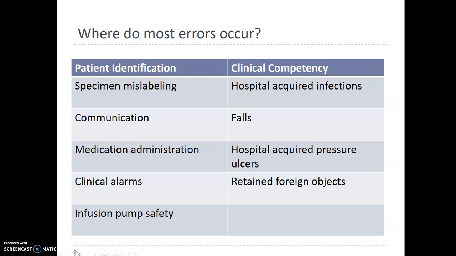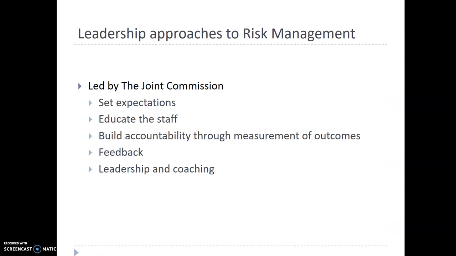Most errors occur in the categories of patient identification or clinical competency. And as you look at these lists, you can see that we track many of these risk and errors in our current healthcare system and look for ways to reduce the risk of these errors occurring.